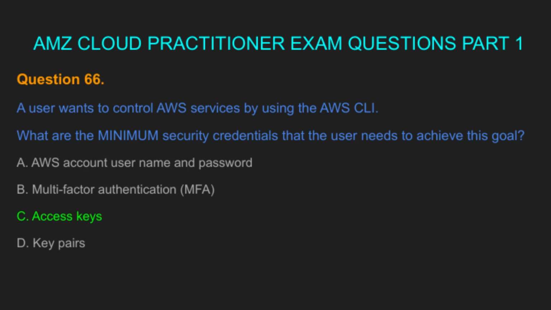The answer is C. The minimum security credentials that a user needs to control AWS services by using the AWS CLI are access keys. Access keys consist of an access key ID and a secret access key, which are used to sign programmatic requests that the user makes to AWS services. To create access keys, the user must have an AWS account and an IAM user that the user can use to sign in to the AWS Management Console, and the user must also have permissions to create and manage access keys. Once the user has access keys, the user can configure the AWS CLI with them, and the user will be able to make programmatic requests to AWS services.